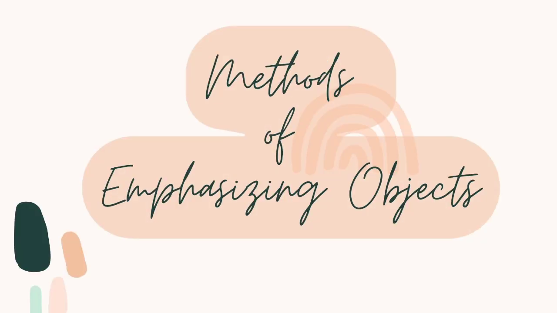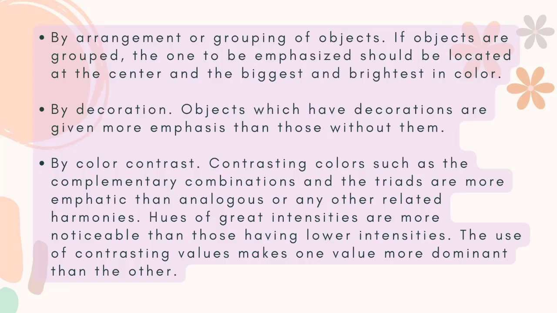Now, let's move on to the methods of emphasizing objects. So, there are three methods in emphasizing objects. The first one is by arrangement or grouping of objects. If objects are grouped, the one to be emphasized should be located at the center and the biggest and brightest in color. Number 2, by decoration.